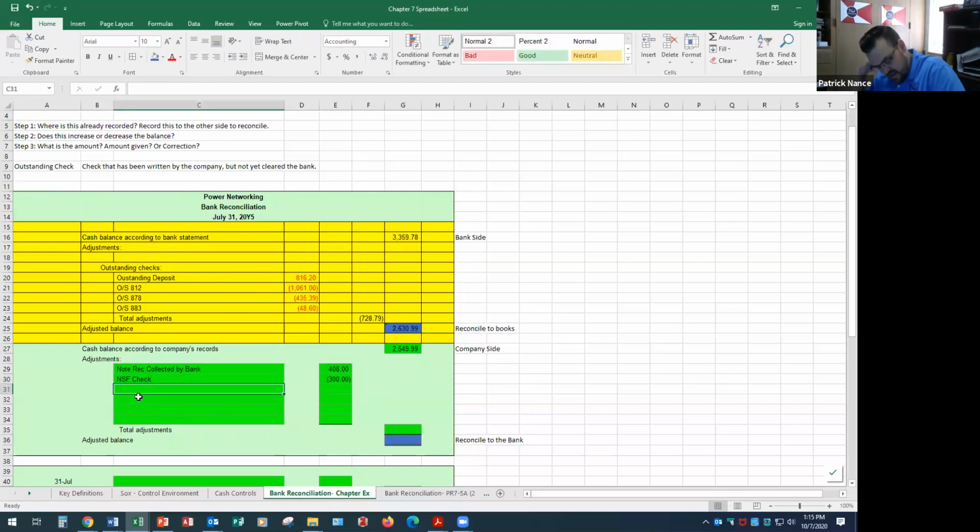Okay. Next, it says there was a bank service charge not recorded in the journal for a debit memo of $18. So the bank charged us a service fee. We didn't know how much the service fee would be until the end of the month, so we waited and hadn't recorded it yet. So who already has it recorded? The bank already has it recorded. Is it an increase or decrease? It decreases the balance. Bank service fee.